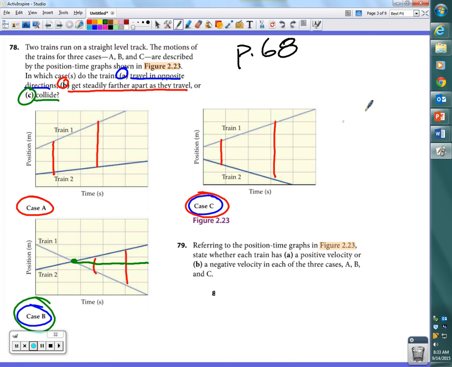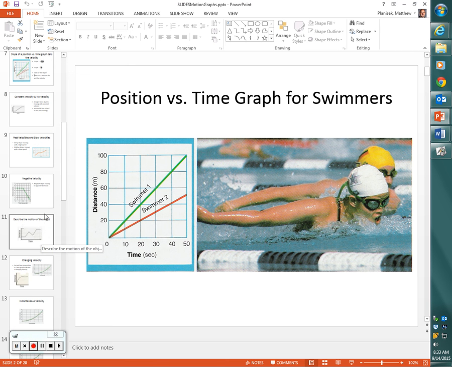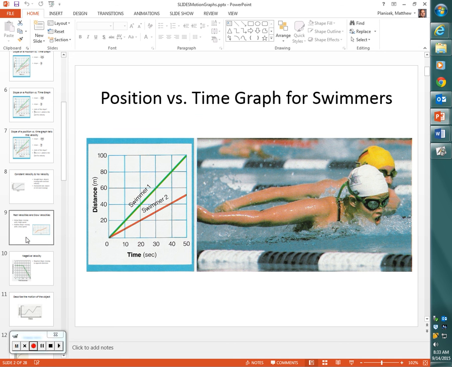Okay. All right. The second type of graph that I introduced you guys to in the video is the velocity versus time graph, right? Oh, sorry. One other thing.